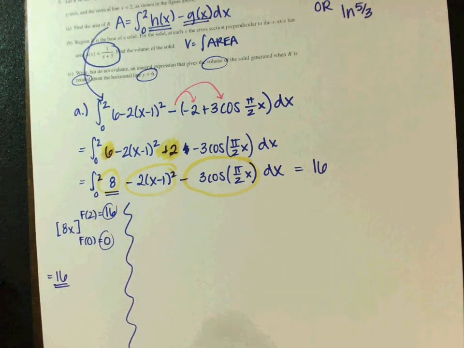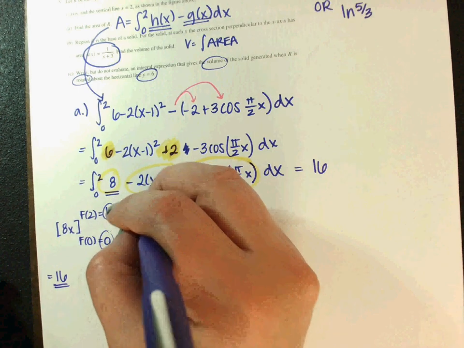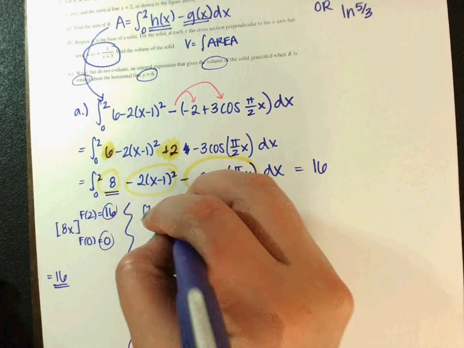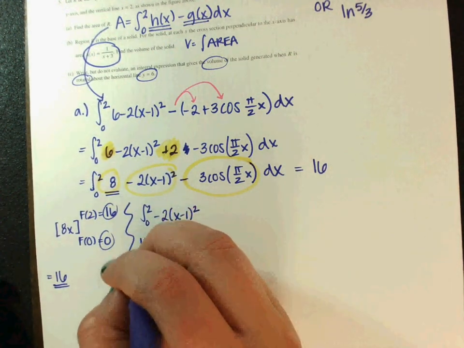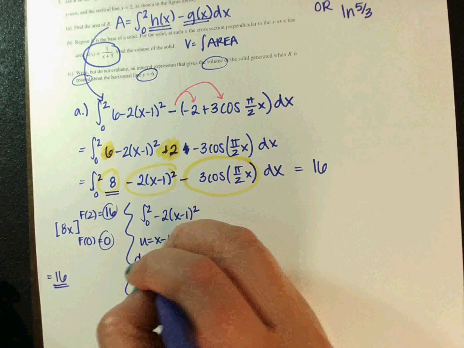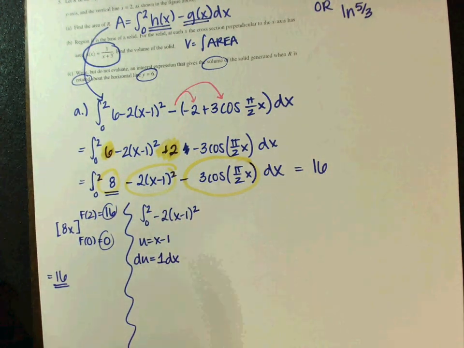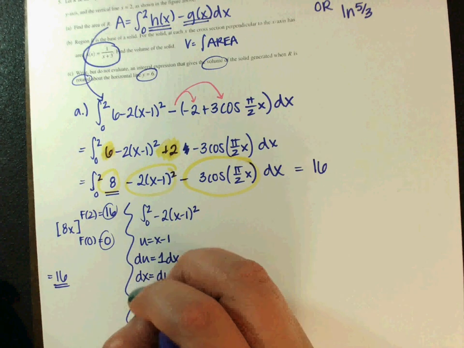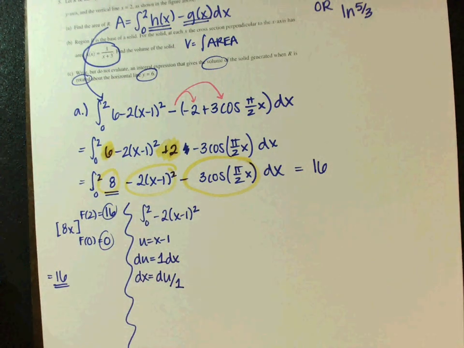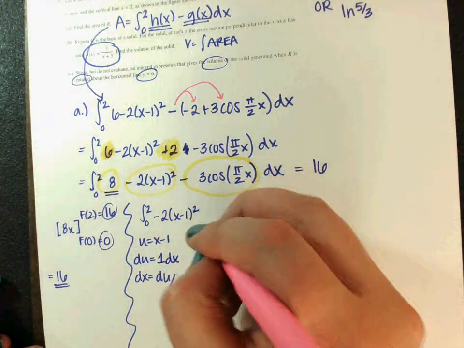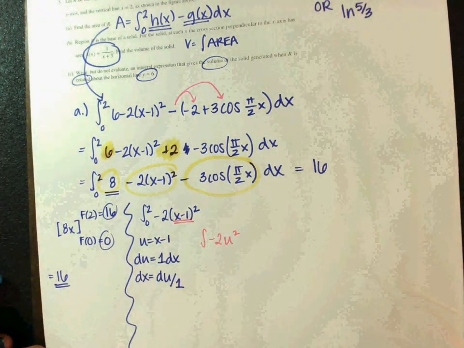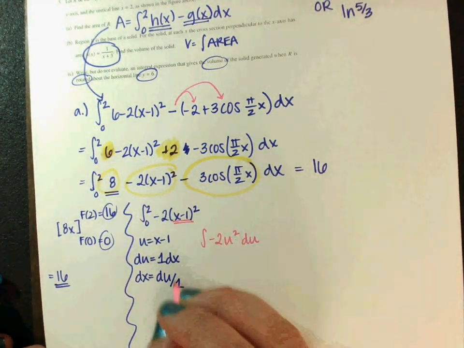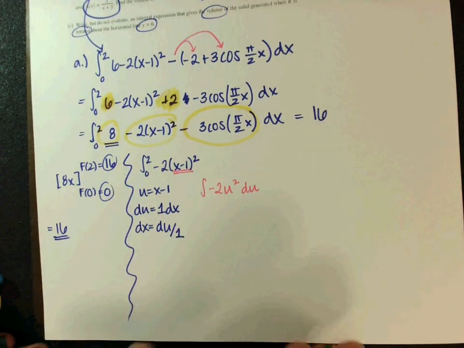Okay, second part. I have the integral from 0 to 2 of negative 2 times (x minus 1) squared. So my u is going to be x minus 1. That means my du is going to be 1 dx, which means that my dx is du over 1. So from here, I'm ready to rewrite my antiderivative. It's going to be the integral of negative 2u squared, because remember, this is now my u. Then my du has an over 1. Nobody cares about that. And then I need to remember to change my endpoints.